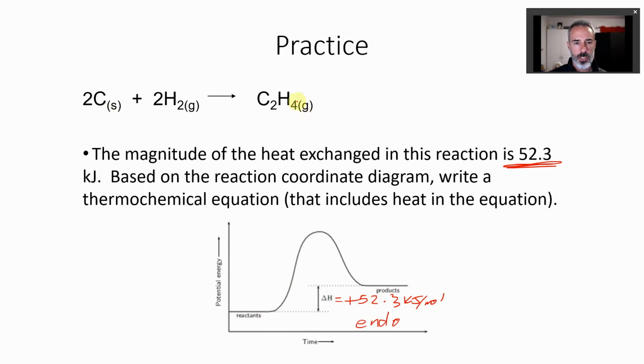Which side should we put the energy on? Left side, definitely, because it's gaining. Just like you gaining money, right? It'd be you plus money becomes you with money on the other side. So 52.3 kilojoules per mole. And we've written a good thermochemical equation. Let's try one more.